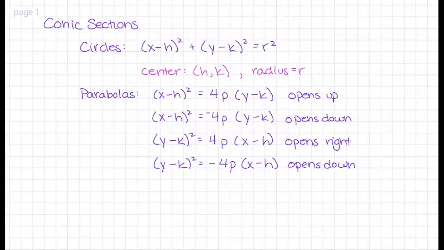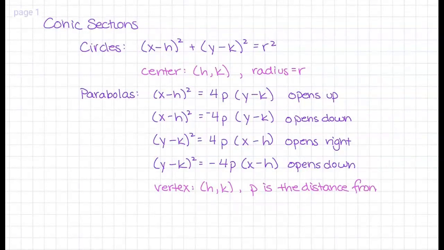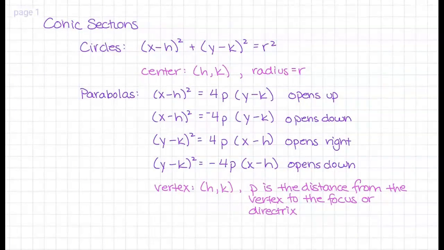And the important things this equation gives us are that (h, k) this time is the vertex. So the vertex is at (h, k). And the other thing is p. Do you remember what p stands for? p is the distance from the vertex to the focus or directrix. The purpose of this video isn't to do a full overview, so if you forgot what the focus and the directrix are for the parabola, you can go back and refer to those videos.